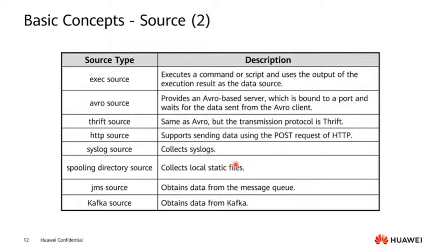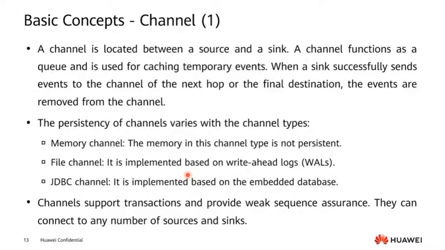This slide shows us the most commonly used sources in reality. Basically, they correspond to different data locations and different data protocols, but there is one exception, the exec source. In most cases, exec sources are used to execute commands or scripts to generate data, and that is why we say a source can generate data itself. And the spooling directory source is also important when we need to monitor a directory and check whether there is any modification.